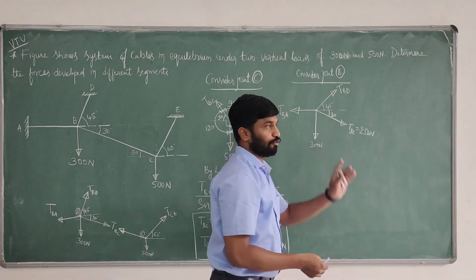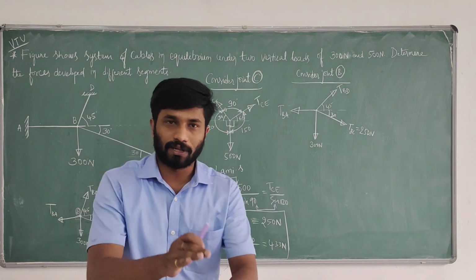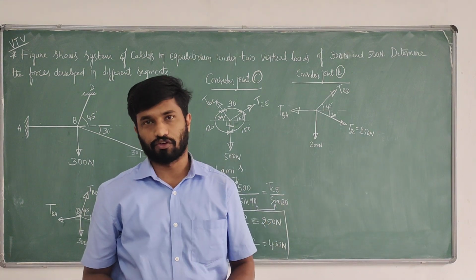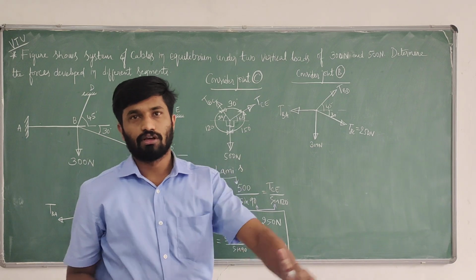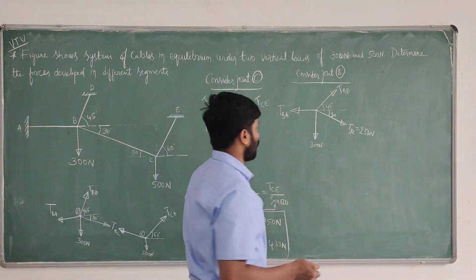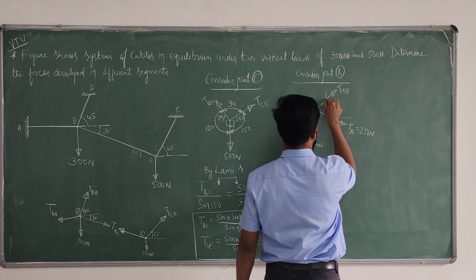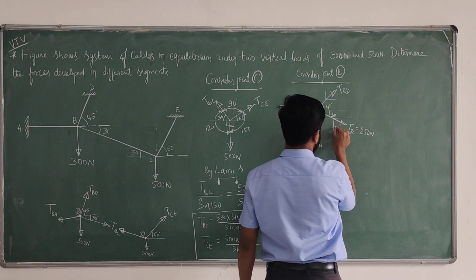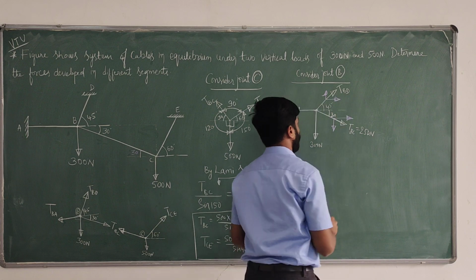Now resolve the inclined forces, because we have to apply equations of equilibrium. We cannot apply Lami's theorem because here we have 4 forces. Lami's theorem is applicable only for 3 concurrent forces. Here you have more than 3. Hence apply equations of statics. So resolve this and resolve this. With respect to the joint, it is acting away. This is also acting away.